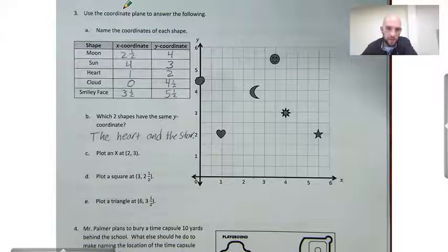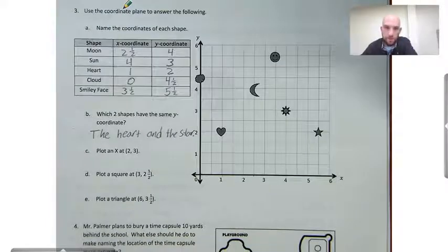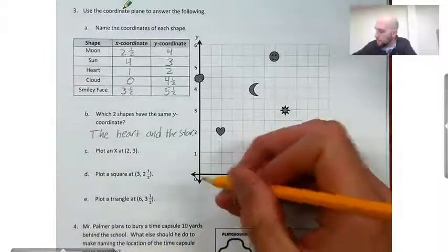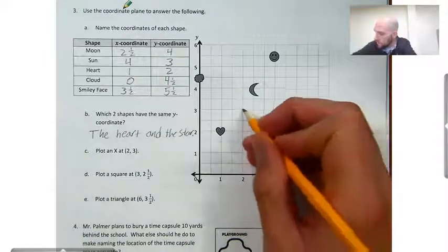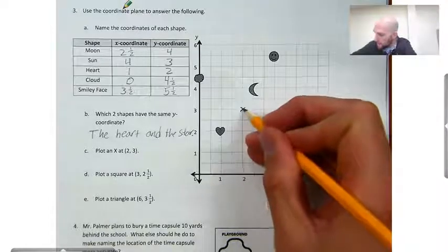Plot an x at 2, 3. So 2 is our x coordinate and 3 is our y coordinate. Whenever we see coordinates that are in parentheses like that with a comma between them, our first coordinate will always be our x coordinate and our second coordinate will always be our y coordinate. So I'm going to go over 2 and up 3. 1, 2, 3. I'm going to mark an x right here.